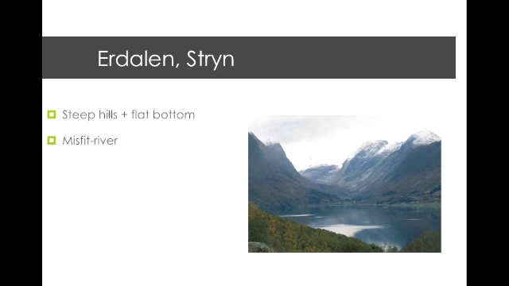What you can see here is a typical Norwegian U-shaped valley. This one is called Erdalen, and you can find it in Stryn in Norway. And this U-shaped valley has steep hills and a flat bottom with a misfit river in the middle.